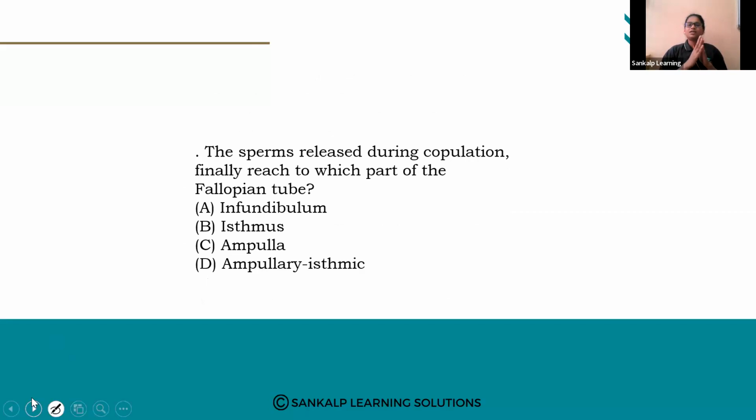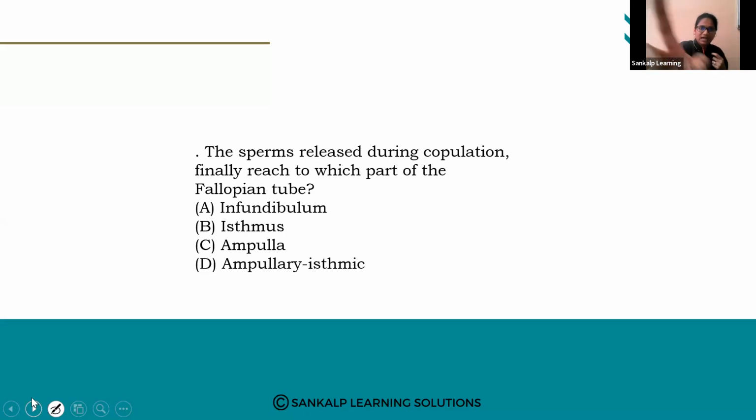The sperms released during copulation. Sperms are released during sexual intercourse, right? So they finally reach which part of the fallopian tube? In which part of the oviduct do they reach, so that in that part the fertilization takes place? Option A, infundibulum. Option B, isthmus. Option C, ampulla. Option D, ampullary isthmic region.